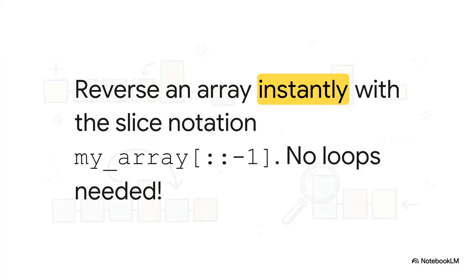And here it is, the coolest trick of all. You will use this constantly once you learn it. This simple slice notation, the double colon with a -1, it instantly reverses the entire array. No complex loops, no functions, just one clean, beautiful line of code.